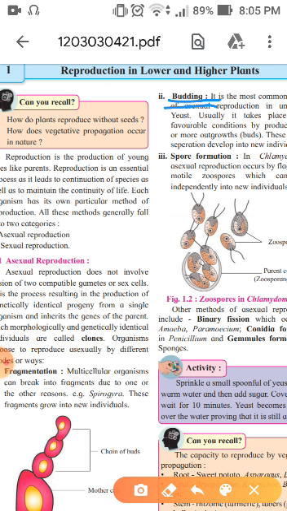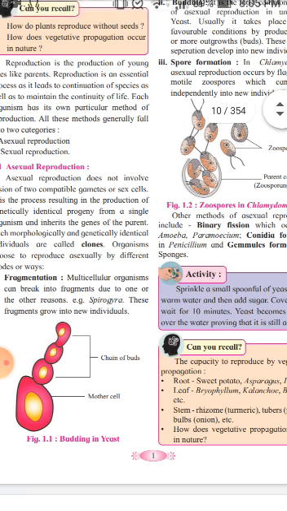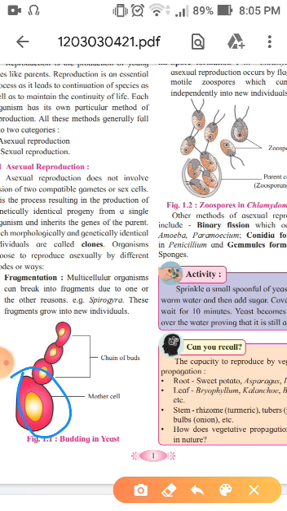The division is unequal and small cells are produced, and they remain attached initially to the parent cell. Parent cell means, as we can say, the mother cell, and the small buds are attached to it. These buds will detach from the mother cell and develop into a new individual. So this is known as reproduction in yeast. The process is known as budding.